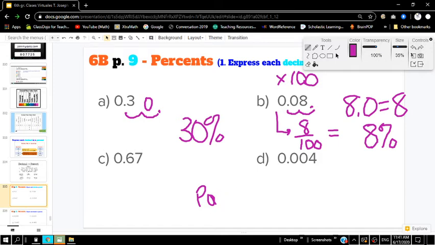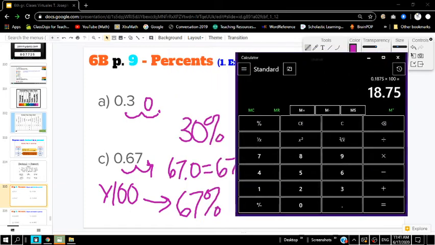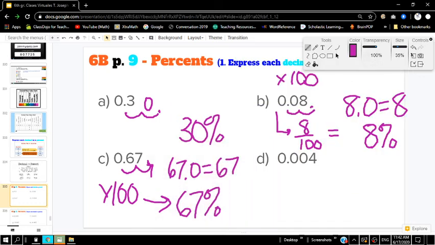All right, hopefully you paused the video and checked out those problems on your own. Letter C, we're just going to move our decimal point over 2 spots to the right. Our new decimal point goes right there. So it's 67.0, which is the same thing as 67. We just add our percentage sign, so it's 67%. We multiplied that by 100, and by multiplying it by 100, we got 67%. If I wanted to check that on the calculator, I could do that. 0.67 times 100 equals 67%.